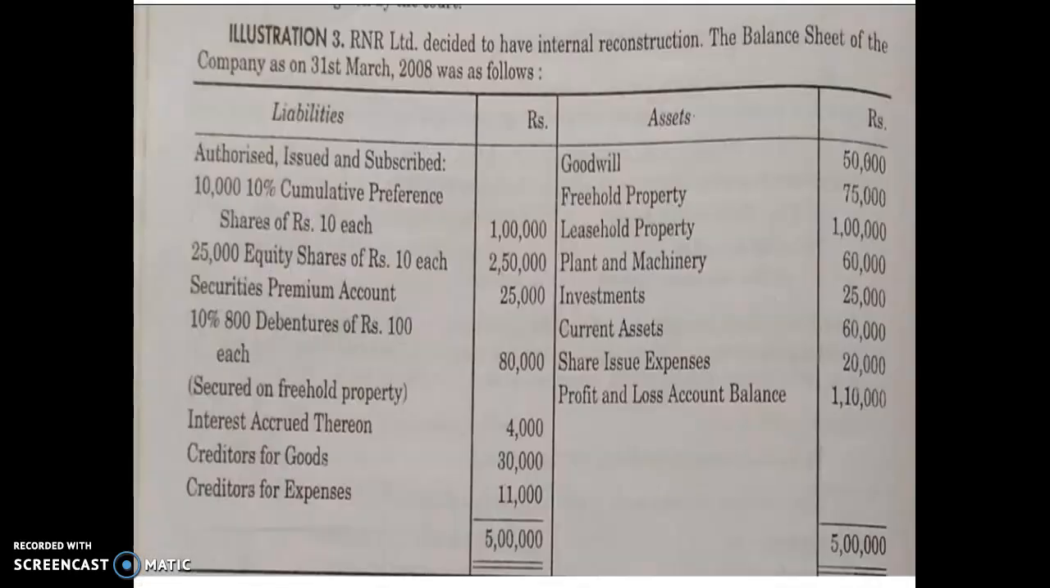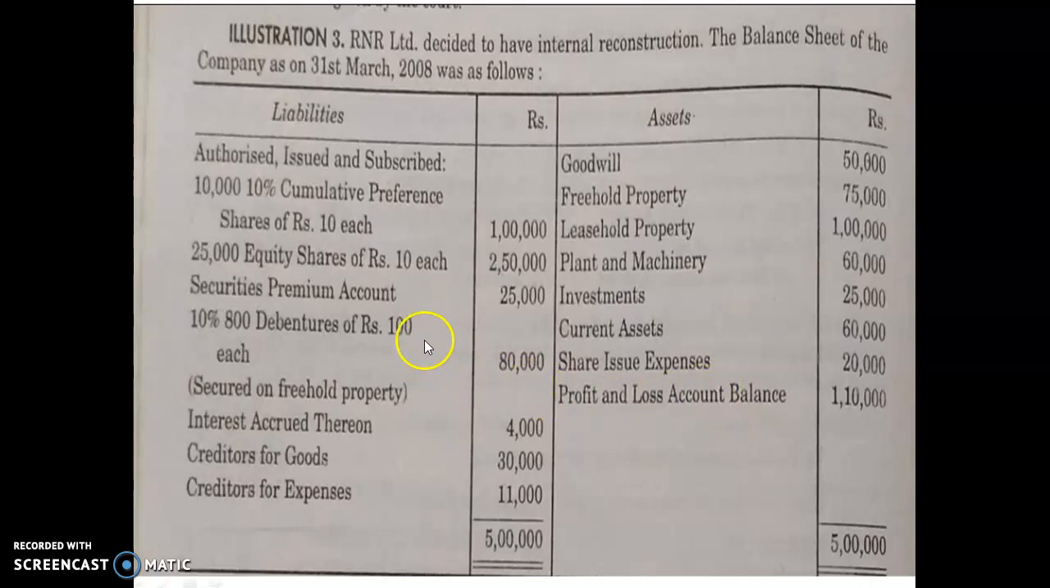There's a balance sheet given, the balance sheet of R&R Limited. They decided to have an internal reconstruction, and from the balance sheet it is clear that there are total assets of rupees 5 lakh and total liabilities of rupees 5 lakh. Assets include intangible asset goodwill, fixed assets like freehold property, leasehold property, plant and machinery, then investment and current assets, then fictitious assets, share issue expenses, and there is an accumulated loss, the profit and loss account balance.